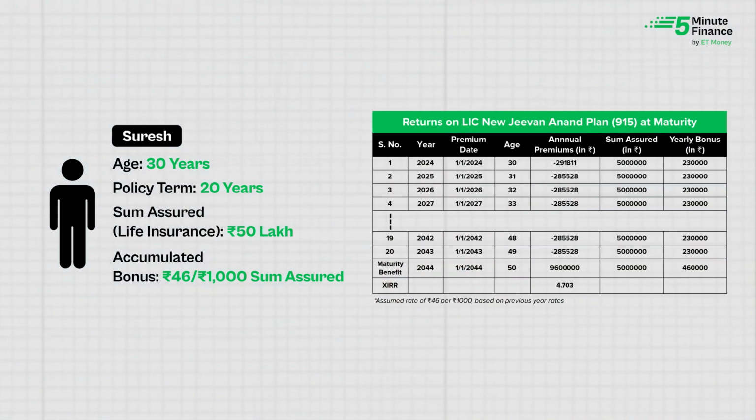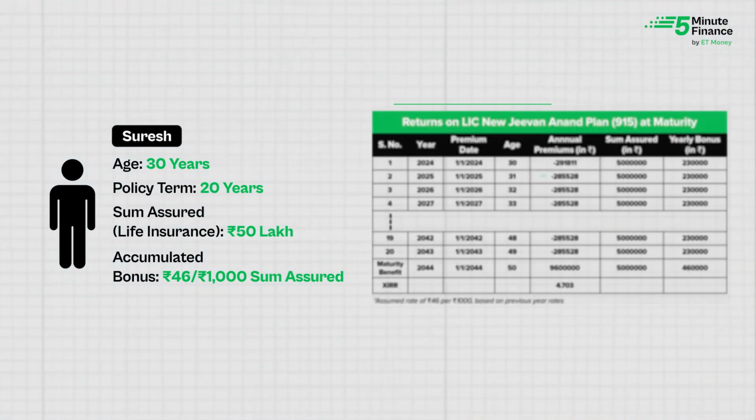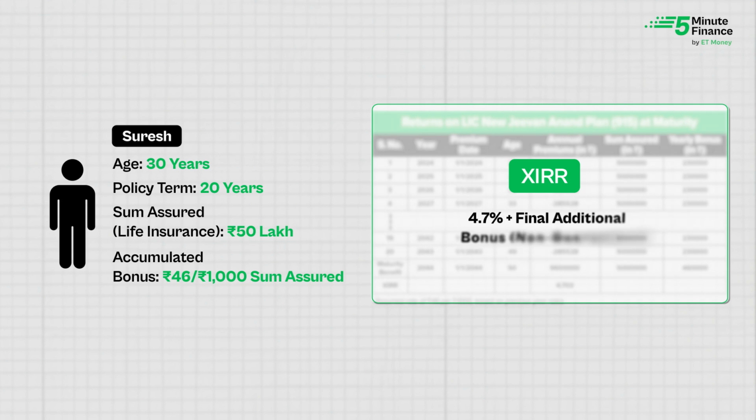So the calculations are on your screen, and based on the same, the XIRR of the product comes out to be 4.7%. That's around 5%. Now there will be a final additional bonus as well that will be paid to you at the time of maturity. That may increase your returns slightly, but since it's not guaranteed and depends on the profits of the fund, we have not accounted for it in our calculations.